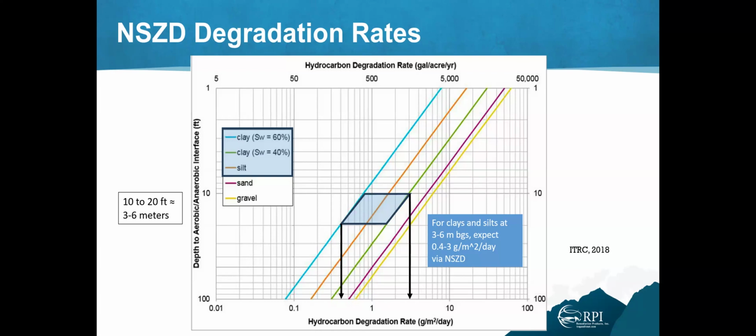Now, if you look up on the y-axis, you'll see depth to the aerobic anaerobic interface. So 10 to 20 feet is about 3 to 6 meters. And what do you see the hydrocarbon degradation rate being? It's roughly 0.4 to 3 grams per meter squared a day via natural source zone depletion. You can keep that in your mind almost as a control, okay? It's out of people's own studies, out of the ITRC, so there's some variability you might expect, but 0.4 to 3 grams per meter squared a day.